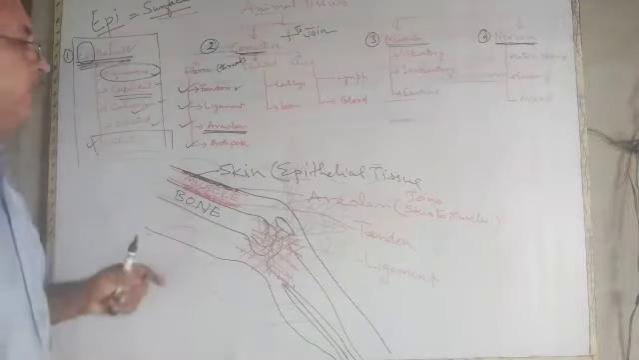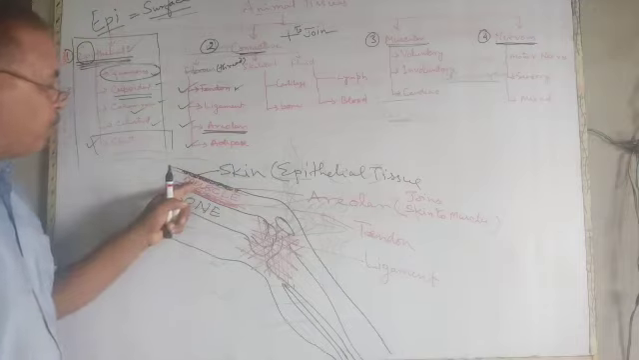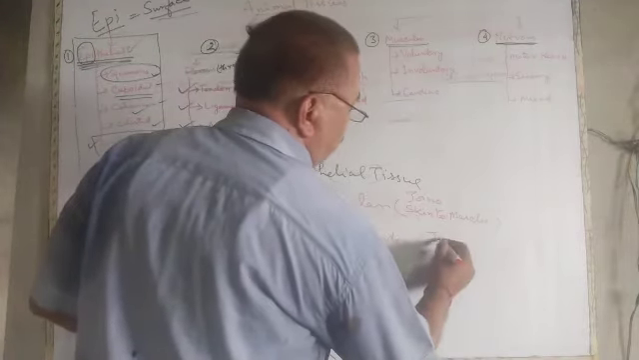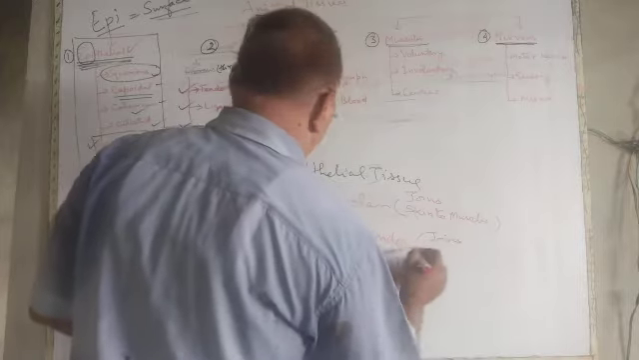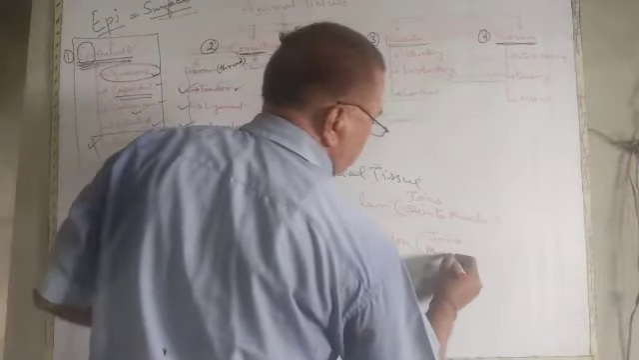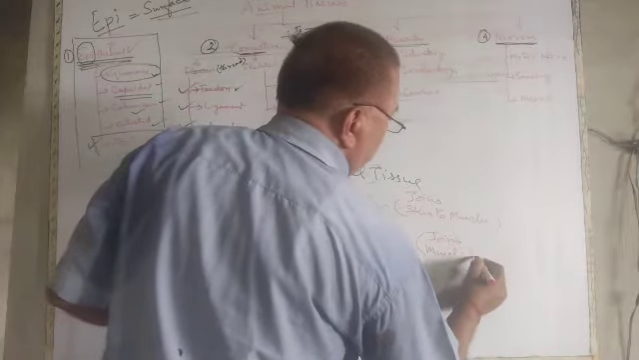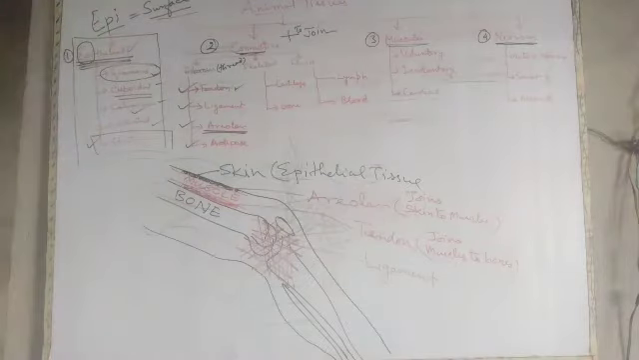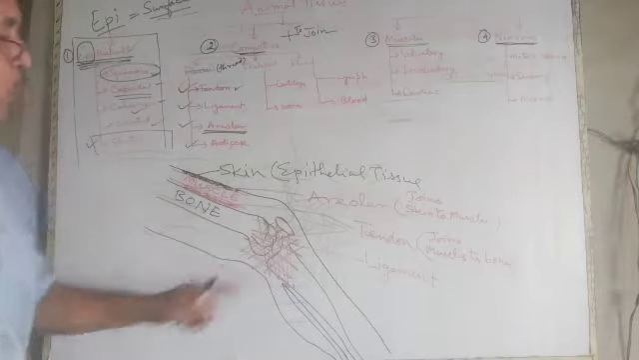Then comes the tendon. Tendon, you see, joins muscle to the bone. Here, what is the work of the tendon? It joins muscles to bones. Right? So tendons join muscles to bone. And what is the function of ligaments? They join bone to bone.